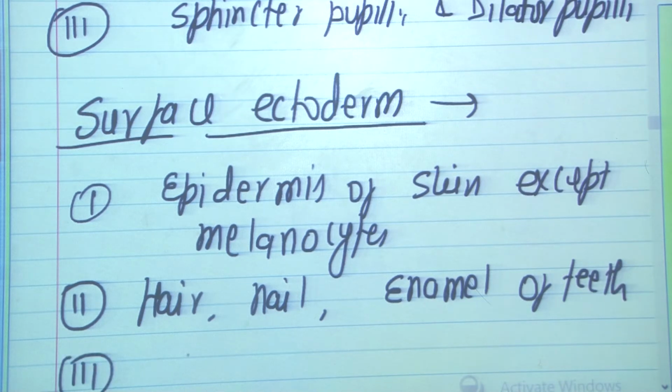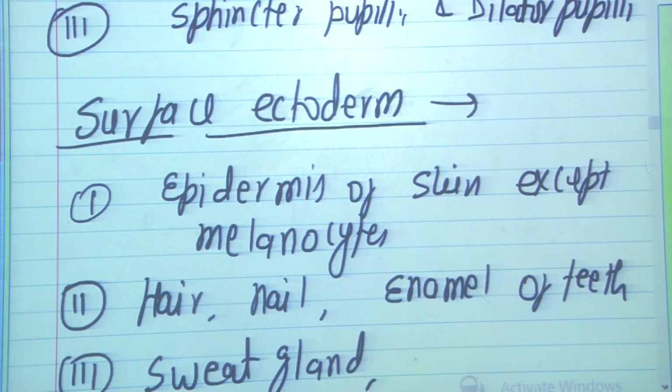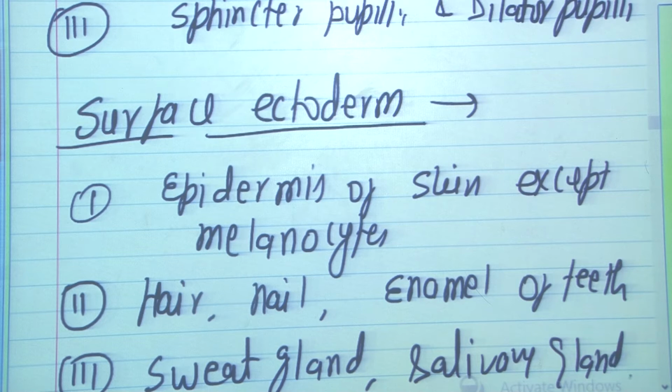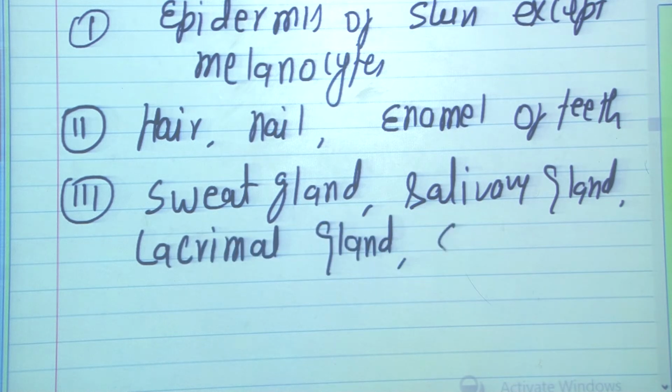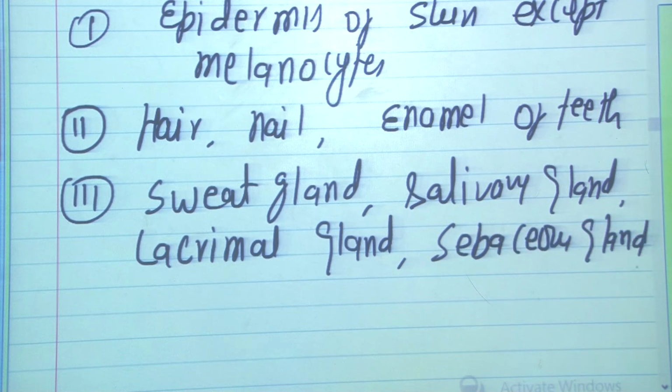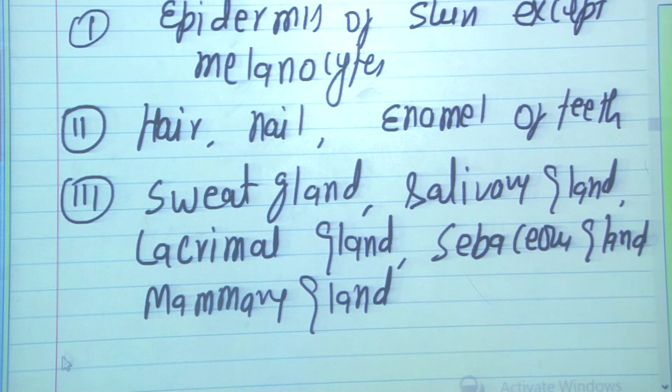Next structures are the sweat gland, salivary gland, lacrimal gland, sebaceous gland and mammary gland. These glands are all derivatives of surface ectoderm.